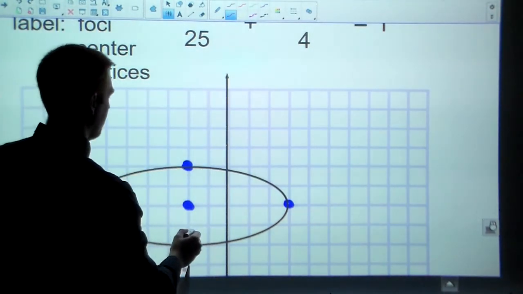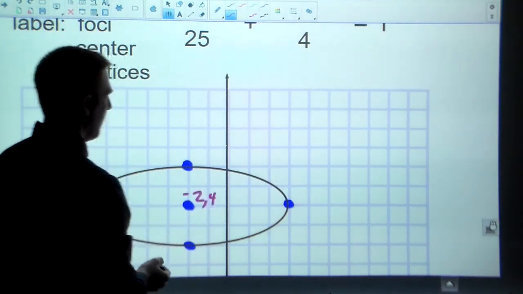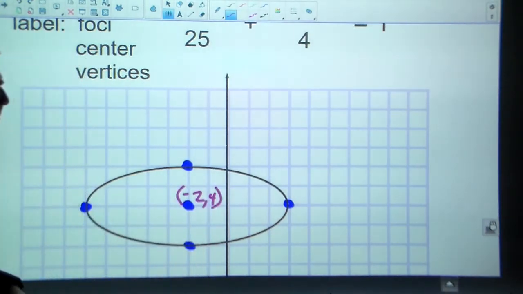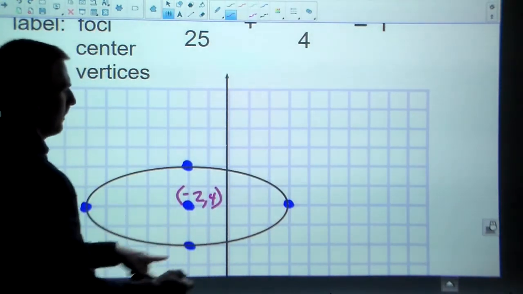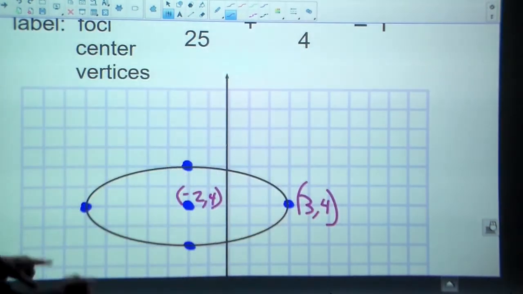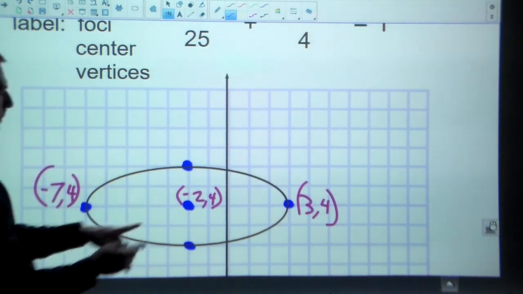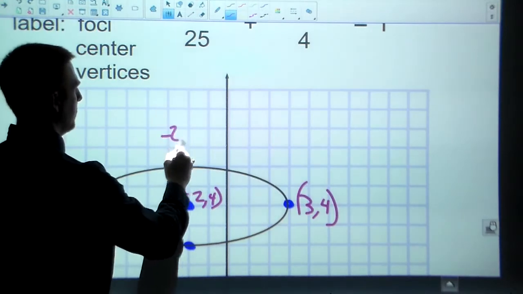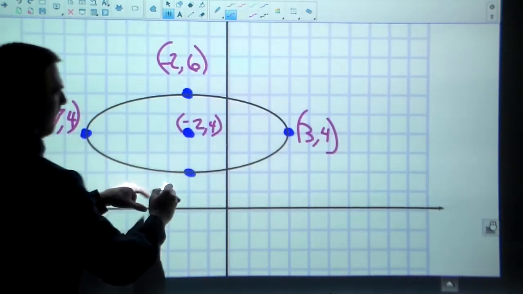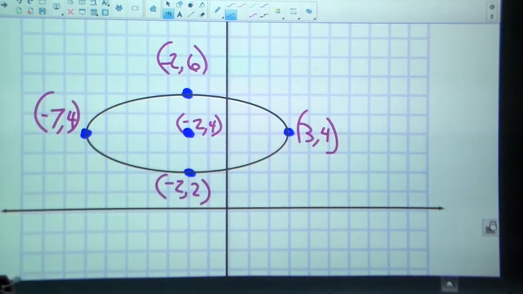So our center point we said was at -2, 4. And I'm just going to label these on the graph itself. I think that's just easier, but on paper you want to list them out. So it looks like 3, 4 is going to be our vertex right there. On this side it's going to be -7, 4. And we went up and down from that center point, so -2, 6. And -2, 2. So those are my 4 vertices.